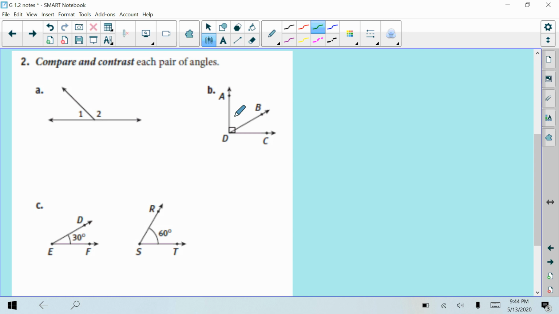Letter C, they are alike because they both are acute, less than 90. They are different because they have different vertices. This has vertex E, this has vertex S. Notice how I'm using vocabulary like acute, right, obtuse, vertex, point B, things like that.